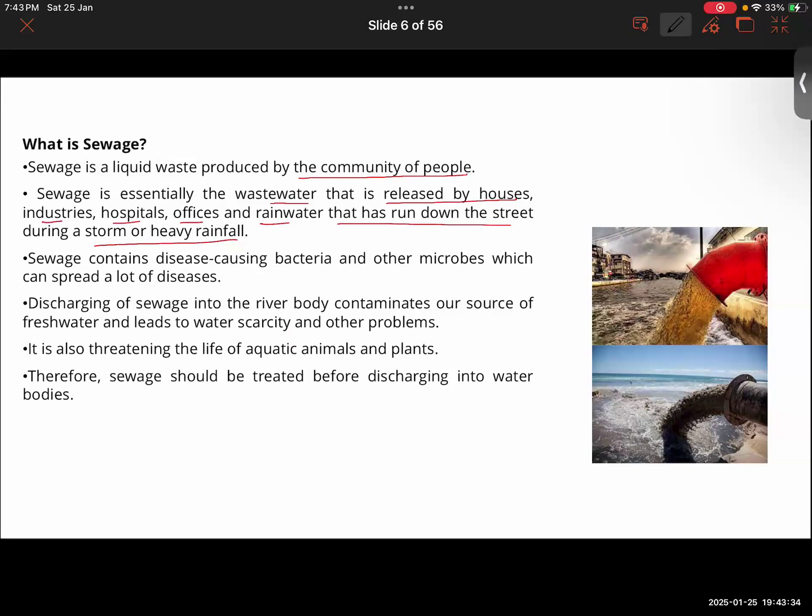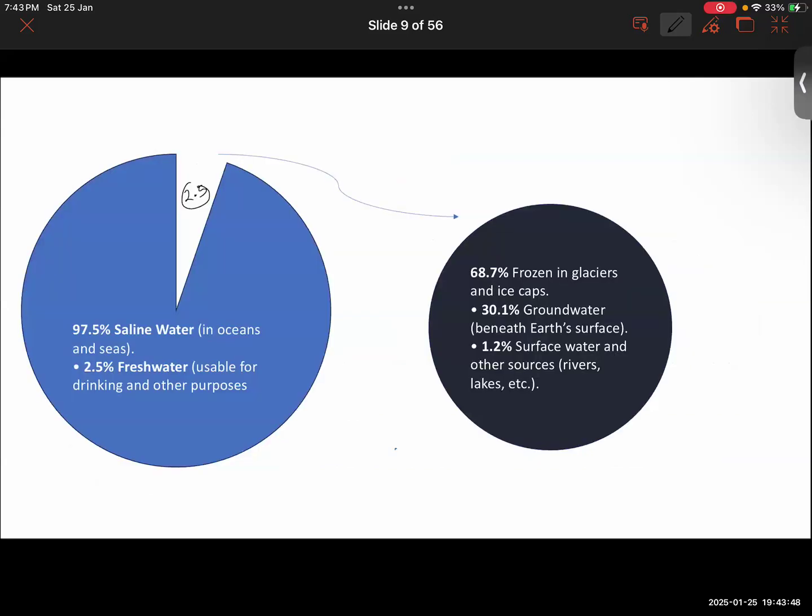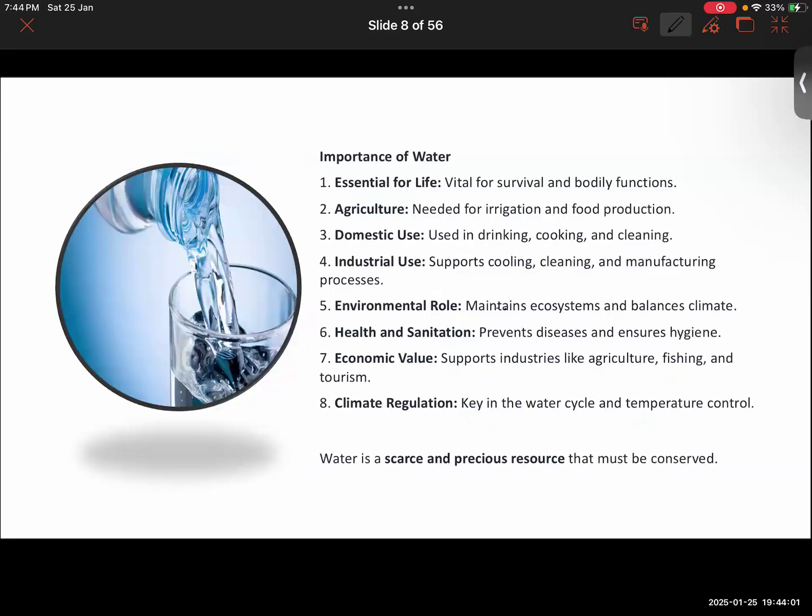So further, what will happen when we are discharging the sewage into the river? It will contaminate our source of fresh water now, right? The only sources of fresh water which we have access to are the groundwater and the rivers, lakes, and ponds, right? And if we put all the waste materials into these, we will not have access to clean water. We are polluting the fresh water, isn't it, Razan?